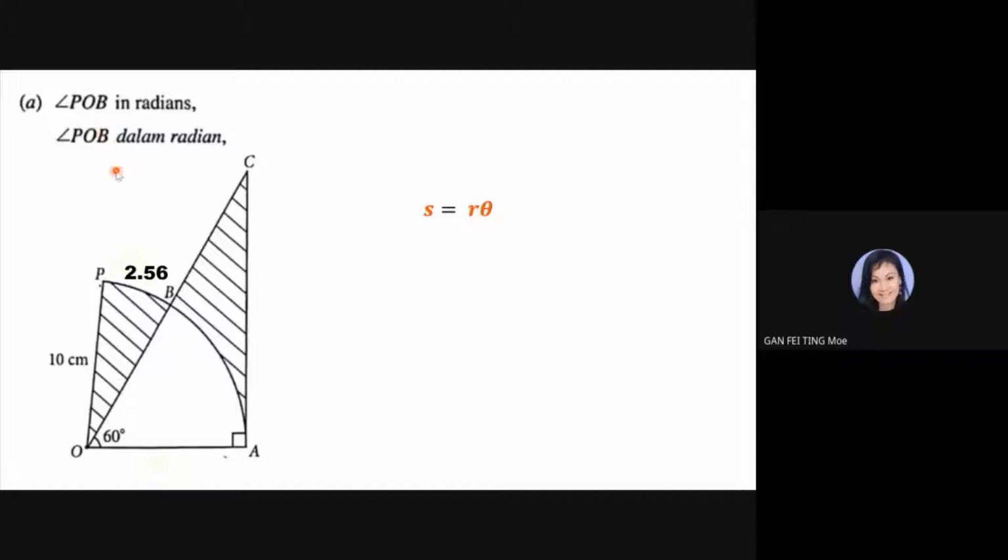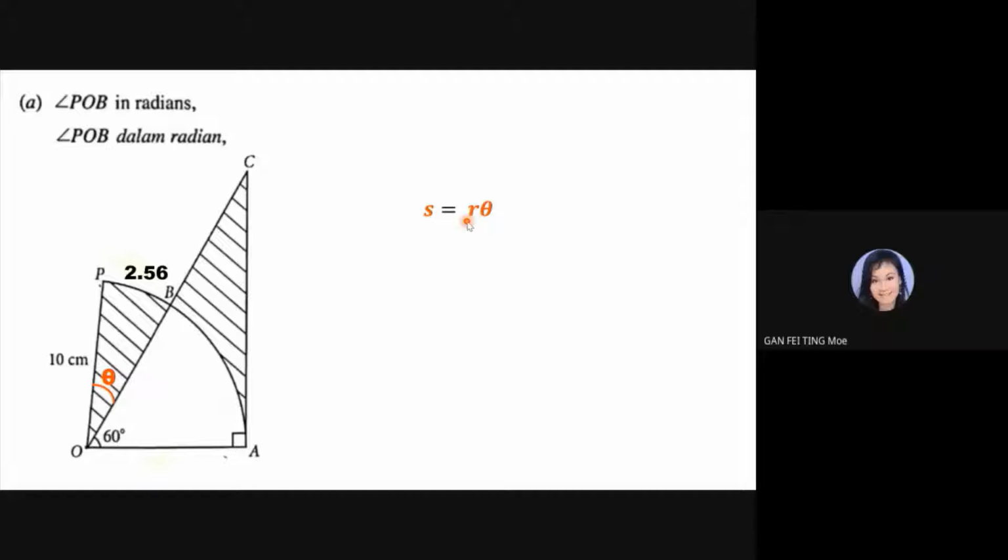Okay, now let's go to the question here. Since the question is asking me, S equals R theta. What is my R? Where is my theta? So this is what I'm talking about. The 2.56 refers to the arc of PB. So this is the formula. So S is substituted with the value 2.56. R, what is the R? Can you please respond to me? What is the R? Anyone?